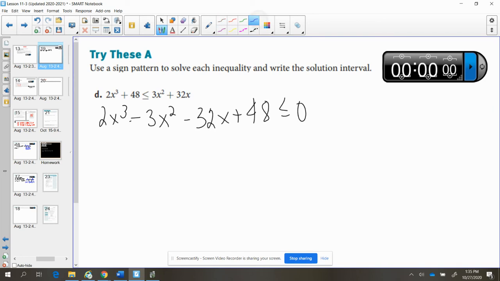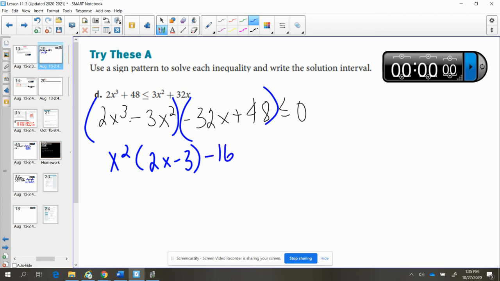And now I can look at this and say, okay, I think this looks like a factoring by grouping situation. So I'm going to take out an x squared here, so we're left with 2x minus 3. And then in the second piece, both of these have a 16 involved, in fact, negative 16. So we could say 2x minus 3, because we're taking out a negative 16.